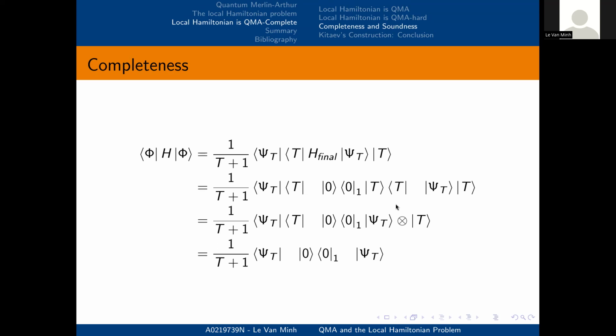And finally, we apply the same process with the left term and the right term. We can eliminate the t because, as we said before, bra t times ket t with the dot product will evaluate to 1. So we get the final reduction as 1 over t plus 1, bra psi t, a projection operator on the first qubit, and then we get psi t.